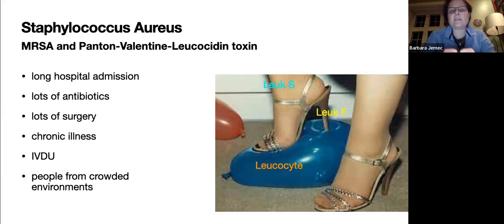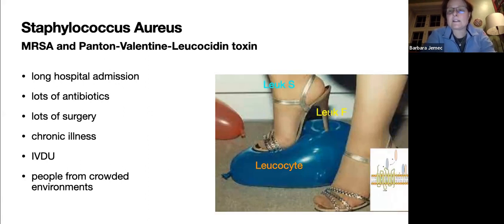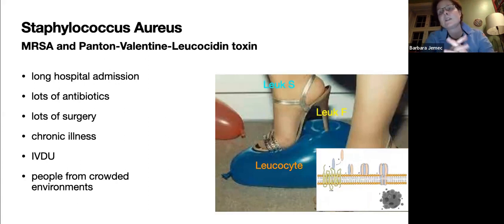Now, the reason that PVL is important is it's a combination of two things. It has a Luk-S subunit and a Luk-F. So if you want to say the foot and the shoe, and together they punch holes in the leukocyte. So this is a slightly more scientific representation of the same, but obviously the leukocyte doesn't fare well from the punching of the hole in it. That's why PVL is very bad. And if you have patients who have PVL, then you really want to cure them. And then afterwards, you want to treat them long-term with stuff up their nose and stuff for washing so they don't get it back again.